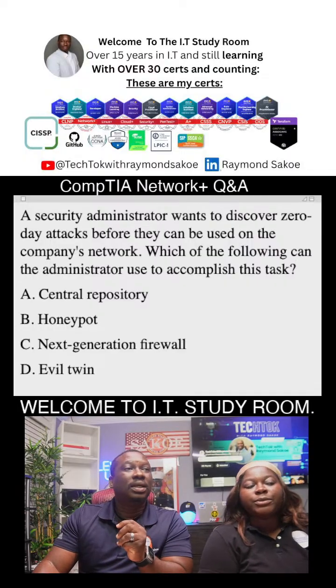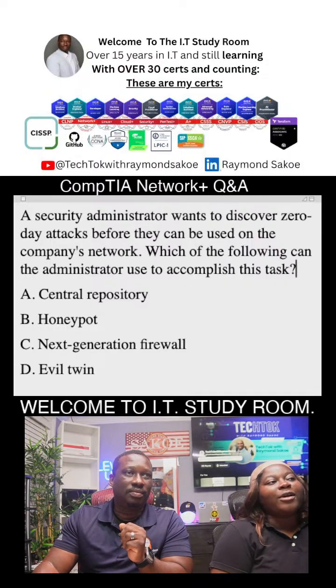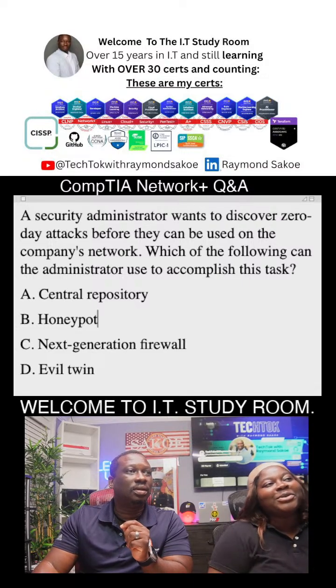What's the answer, by the way? So the answer will be B. Honeypot. You got it right, Lewis. Okay, so we had B.